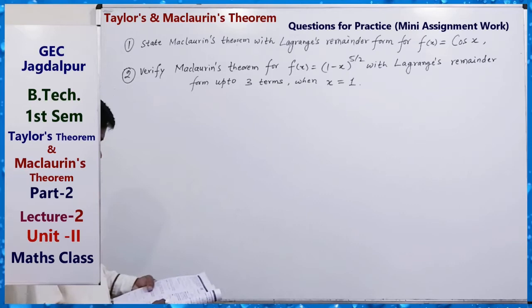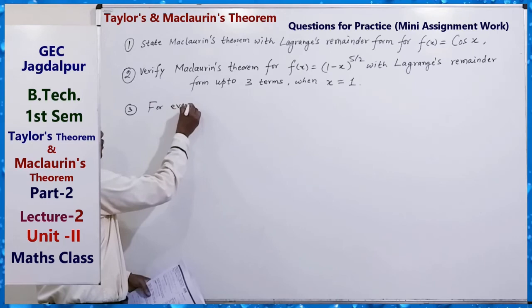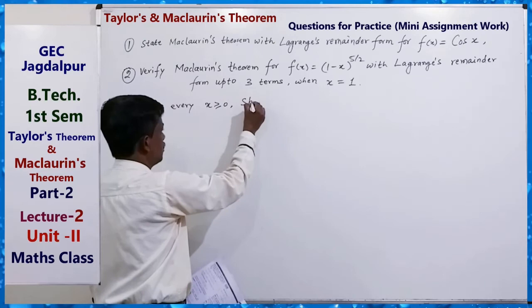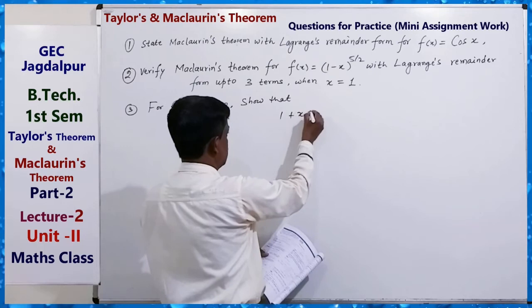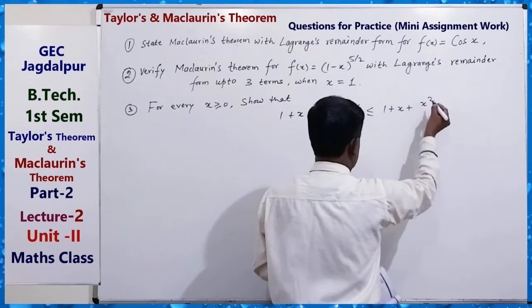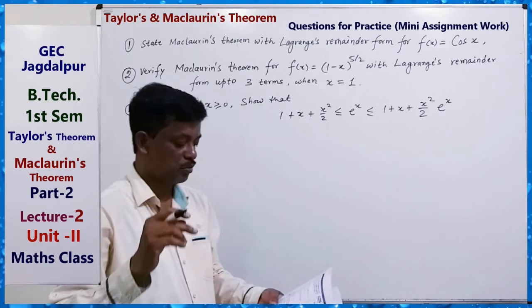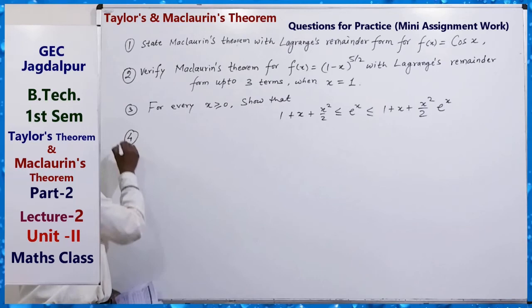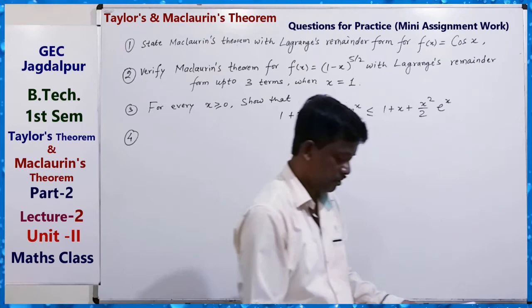Okay. Here, question three. For every x greater than or equal to 0, show that 1 plus x plus x square by 2 is less than or equal to e to the power x, which is less than or equal to 1 plus x square by 2 times e to the power x. Okay. I have already solved this type of question in this class, so using that idea, you have to solve it. Okay.